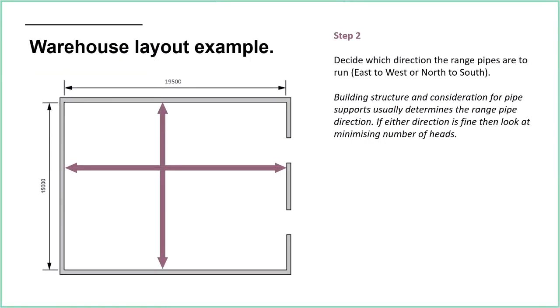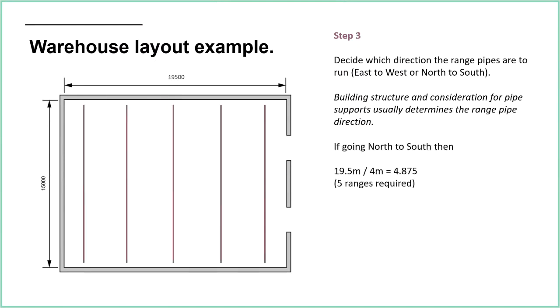But if it doesn't make any difference, then actually you could calculate it both ways round. You could see maybe you can save some sprinkler heads by going east to west or north to south. So you can work it out both ways, and then you can see which one gives you the most favourable answer. But say in this example here, we're going to go from north to south. So as I say, the maximum distance between sprinkler heads or range pipes, because the heads are going to be on the range pipes, is 4 meters.